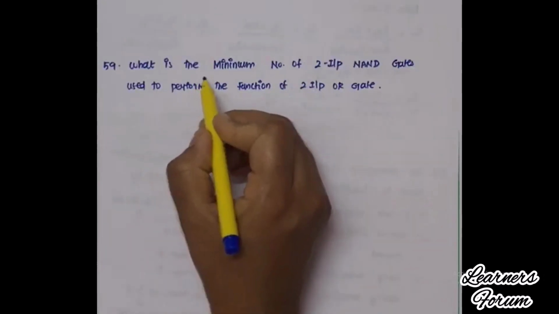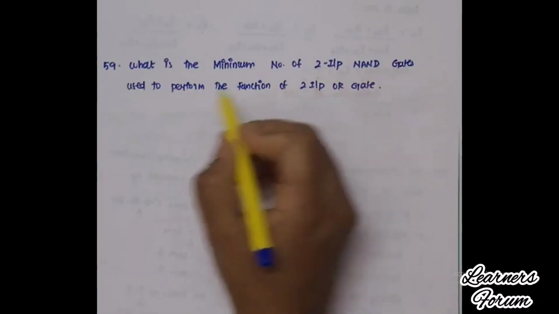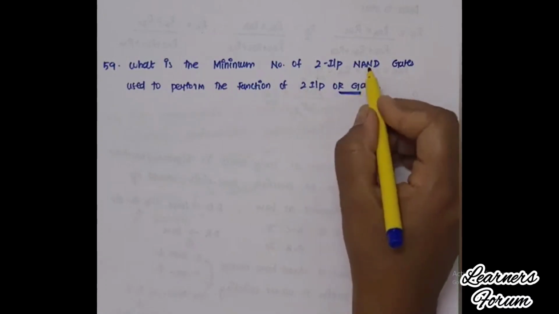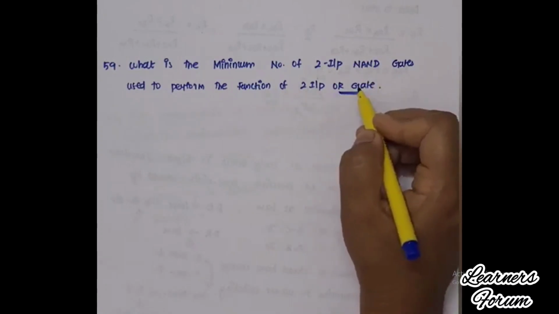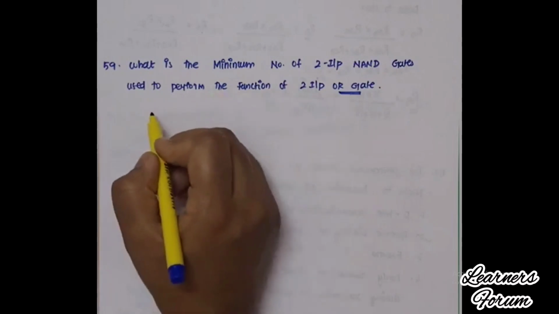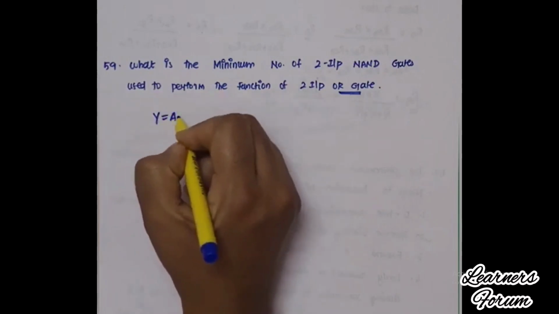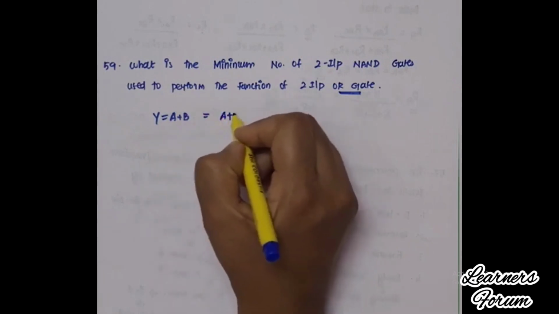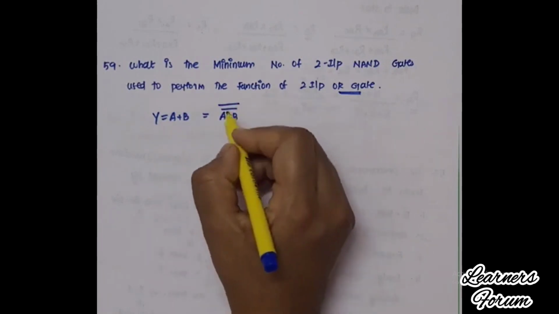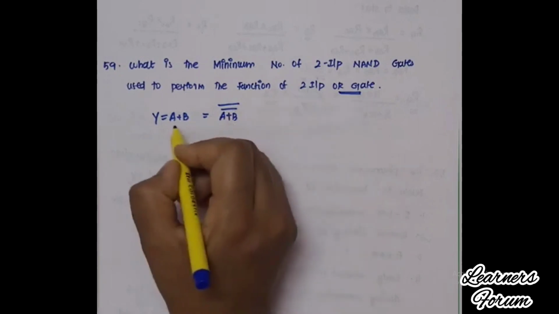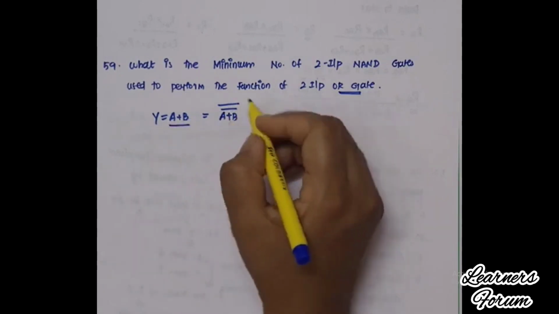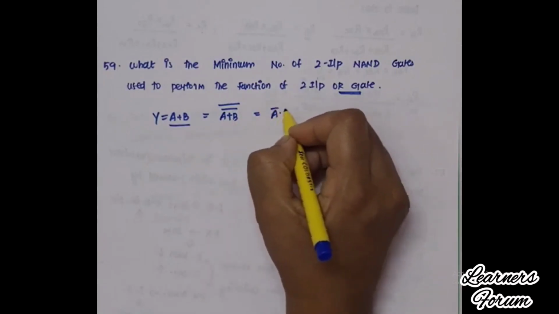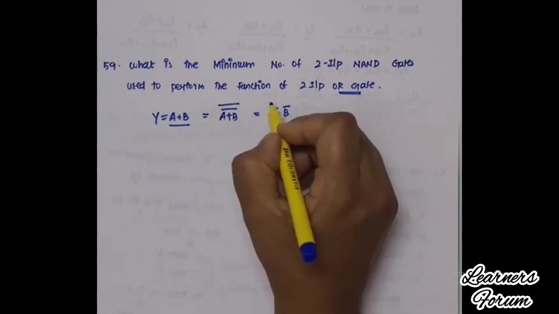Next question, what is the minimum number of 2-input NAND gates used to perform the function of 2-input OR gate? So we have to perform an OR gate function using the NAND gate. That is what the question is about, and how many NAND gates are required is the question. So Y is equal to A plus B refers to the OR gate function. We can write the same function as A plus B the whole bar bar. Now using De Morgan's theorem, we can write the equation as A plus B the whole bar is equal to A bar dot B bar. So A bar dot B bar the whole bar.